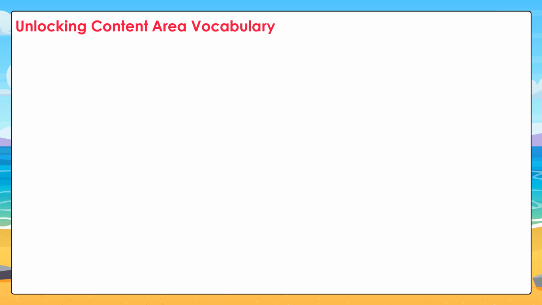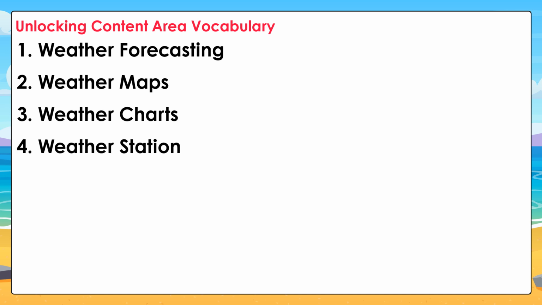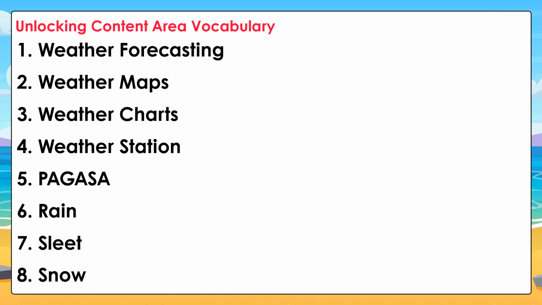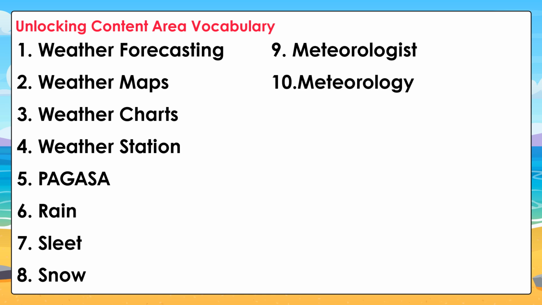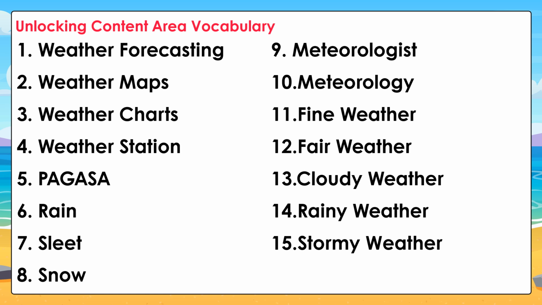Unlocking content area vocabulary. Let's read the following words. Weather forecasting, weather maps, weather charts, weather station, PAGASA, rain, sleet, snow, meteorologist, meteorology, fine weather, fair weather, cloudy weather, rainy weather, and stormy weather.